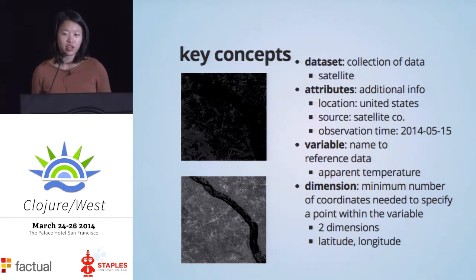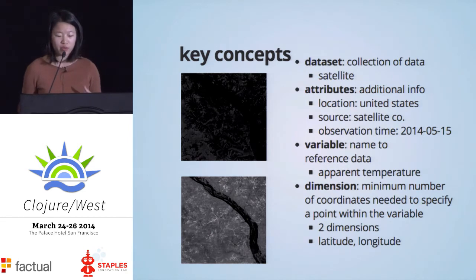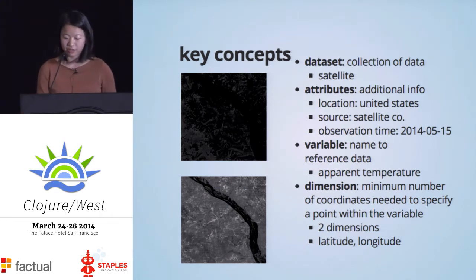A variable is a name to reference data. This could be temperature, or something else like the amount of red in the image. To reference this data, we need some minimum number of coordinates to specify a point within it. Here you can see it's two-dimensional. Since this is geographic, we might call those two dimensions latitude and longitude. This describes not only the number of dimensions in the data, but also what a dimension is: an axis on which you can define things.